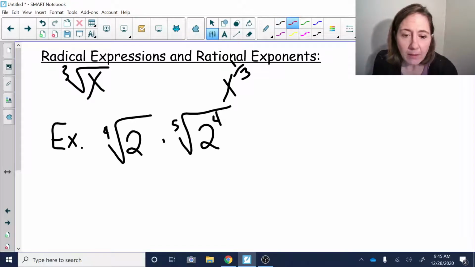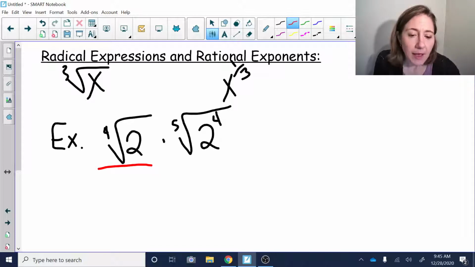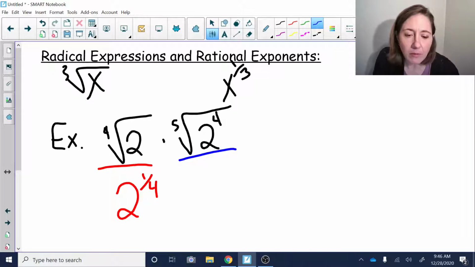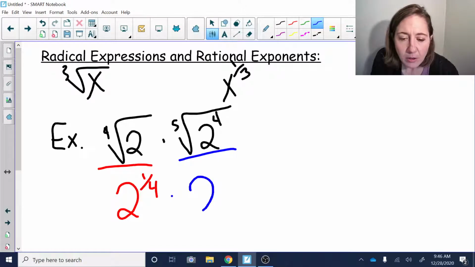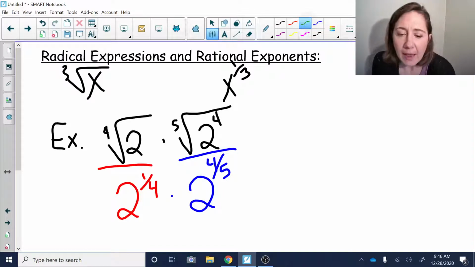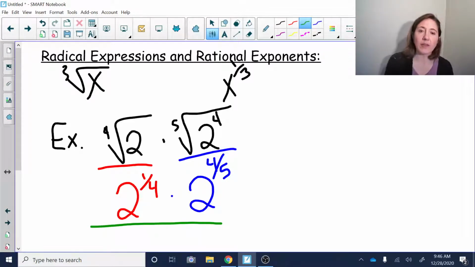So this first term here, the fourth root of 2, I could write that as 2 to the 1/4 power. And this second piece here, the fifth root of 2 to the 4th, I could write that as 2 to the 4/5 power. The 4 is your exponent's numerator, and the 5, the fifth root, becomes the denominator. If I look at the problem that I now have, 2 to the 1/4 times 2 to the 4/5, I'm multiplying and I have matching bases.